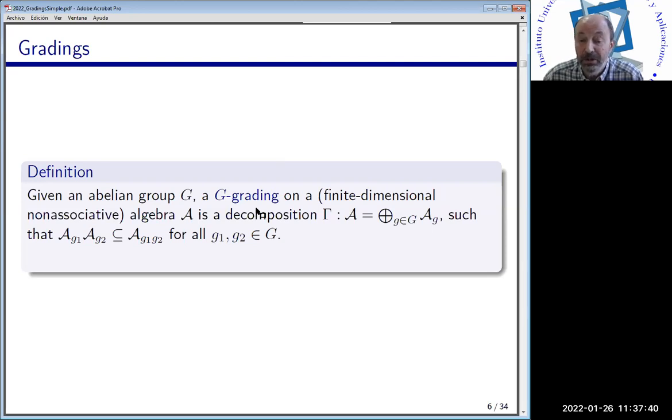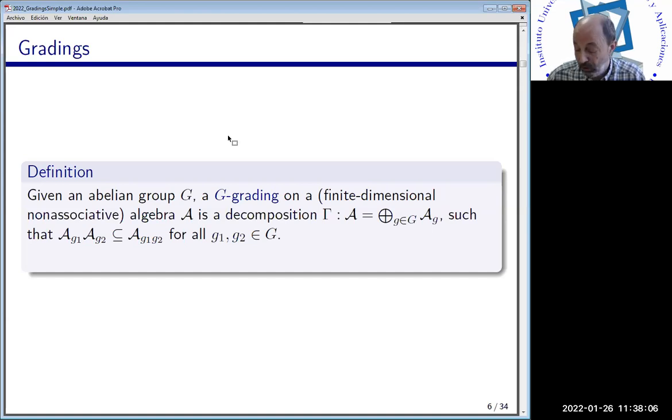is just a decomposition as a direct sum of homogeneous components labeled by the elements of the group, and the multiplication in the algebra behaves nicely with respect to the multiplication of the group. So whenever we multiply homogeneous components of degrees g1 and g2, we end up inside the homogeneous component of degree g1g2.